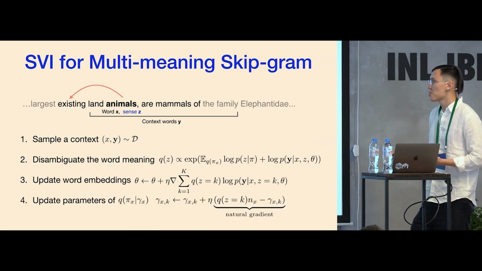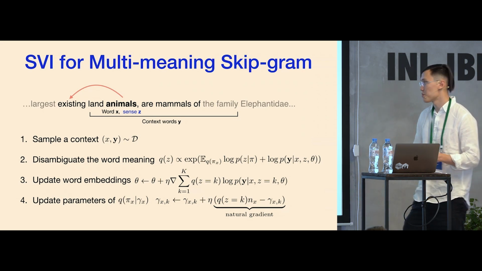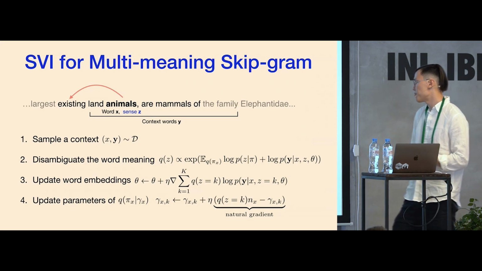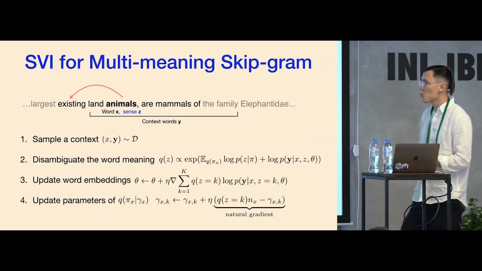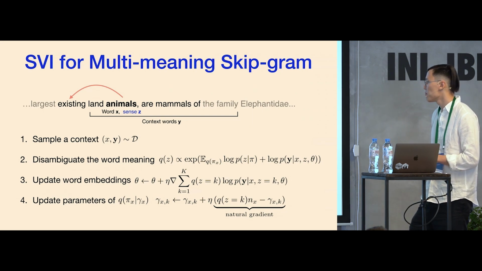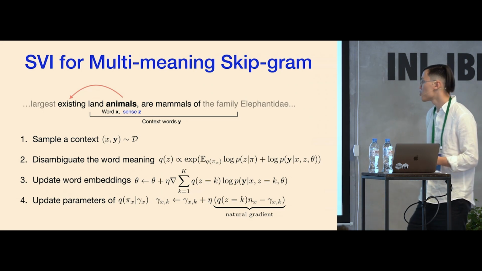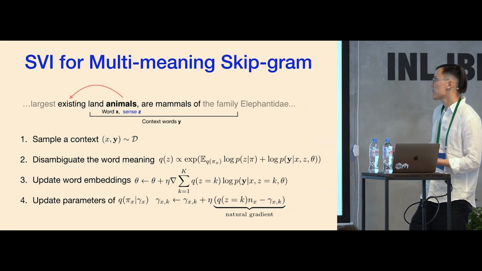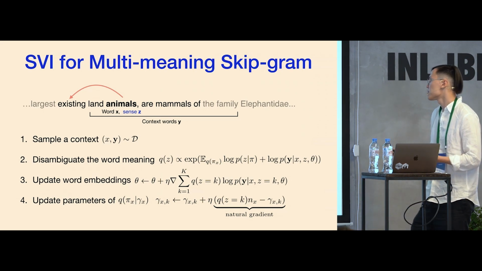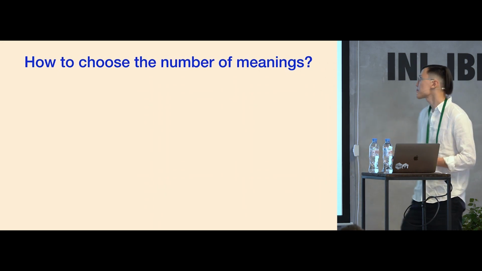We also need to update the parameters of Q of pi, the distribution over the prior over word meanings. Here again, we can derive a gradient of the lower bound with respect to these parameters. And we're quite lucky because we're able to compute the natural gradient, the gradient with respect to natural parameters of the Dirichlet distribution, which is a good property, and we cannot always do it. So basically, we repeat the same algorithm we used for training skip-gram, and we can think that we are done now. There is nothing else to do.